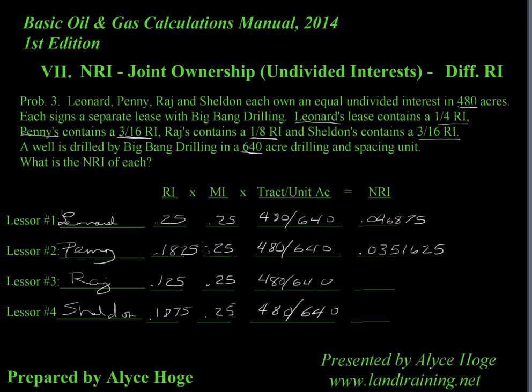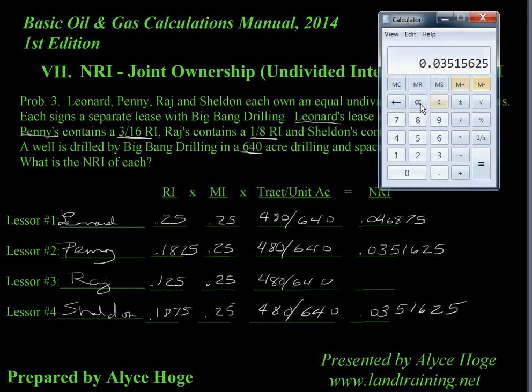Okay, now I know that Penny and Sheldon each have a 3/16 interest, so their formula is the same. So I'm going to go ahead and complete Sheldon's blank, and his interest is going to be just like Penny's at 0.03515625. So the only one that we need to figure out now is Raj, and Raj has a 1/8.